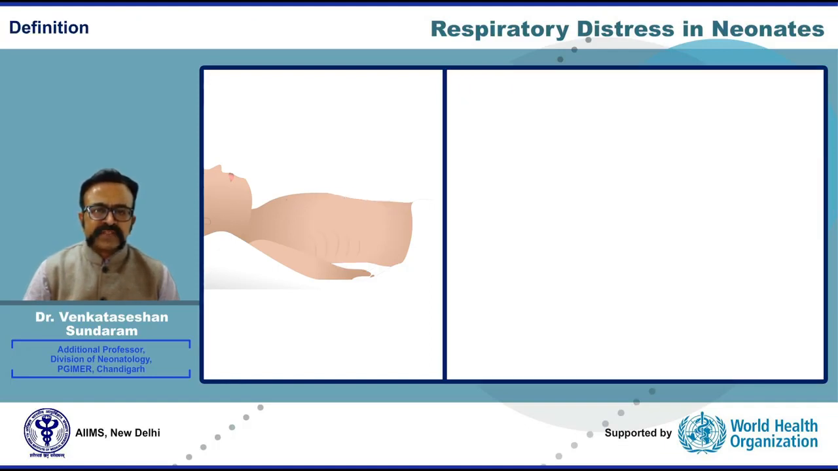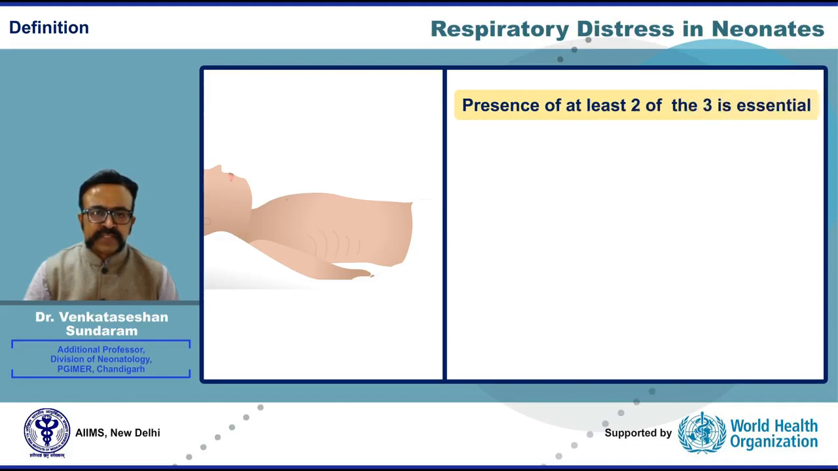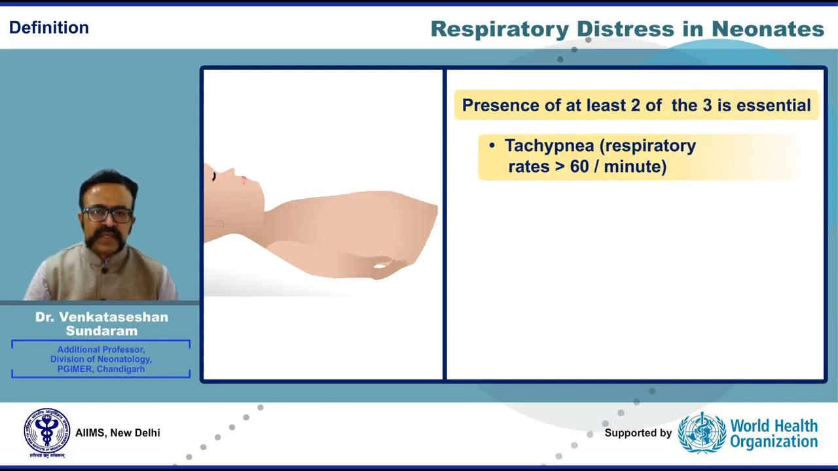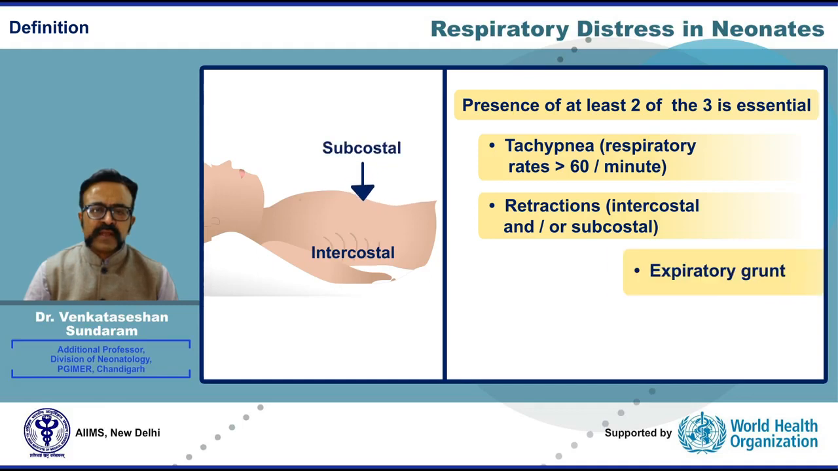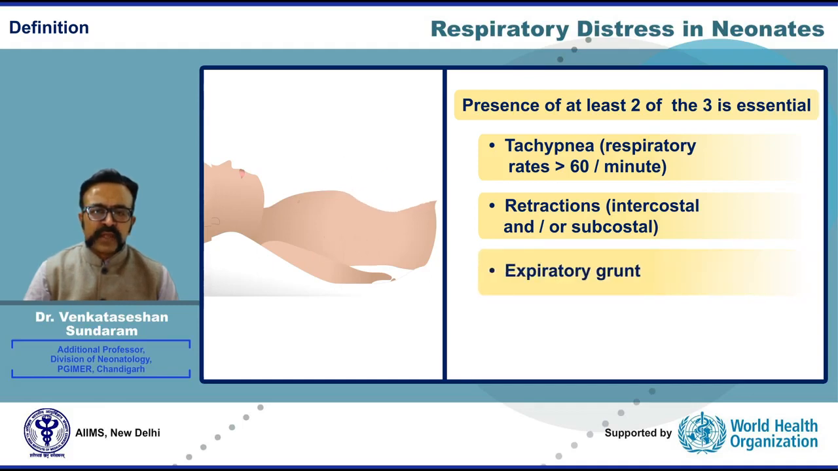Respiratory distress in neonates is defined as presence of at least two of the three clinical signs, which are tachypnea, defined as a rate greater than 60 per minute, retractions, which can be intercostal and/or subcostal, and an expiratory grunt in a neonate who is less than 28 days of postnatal age.